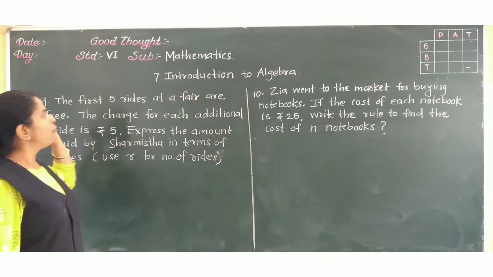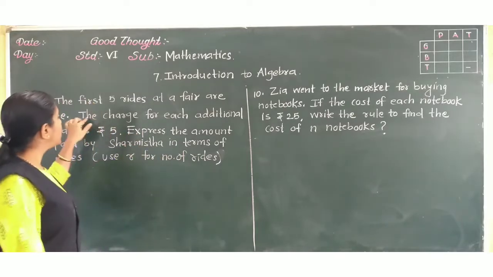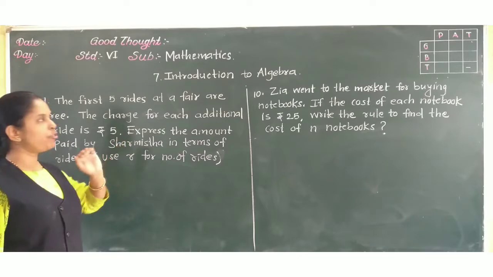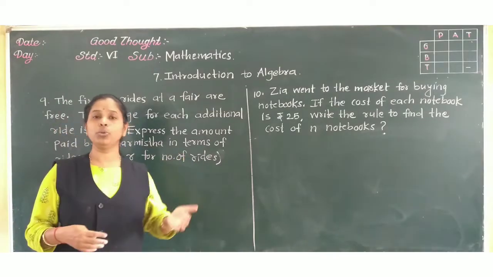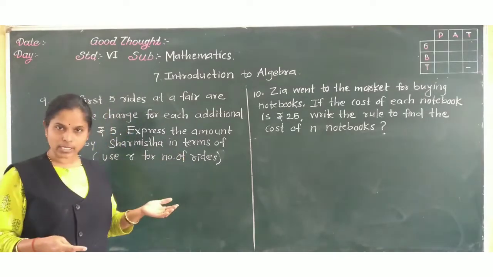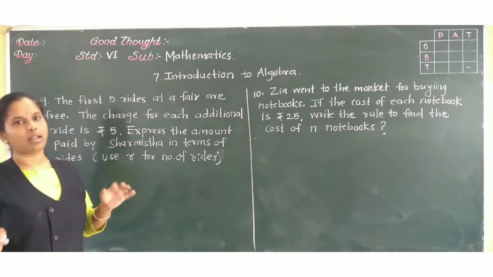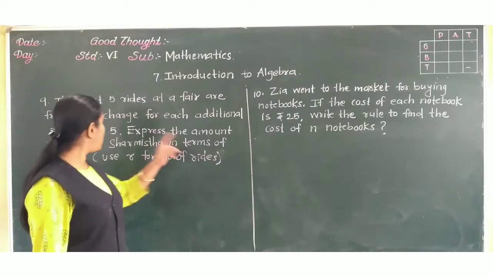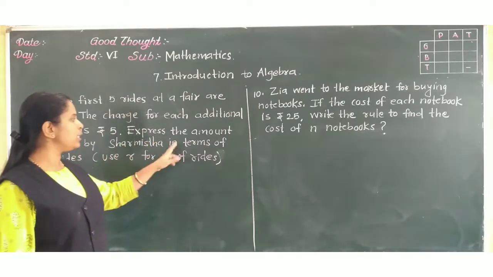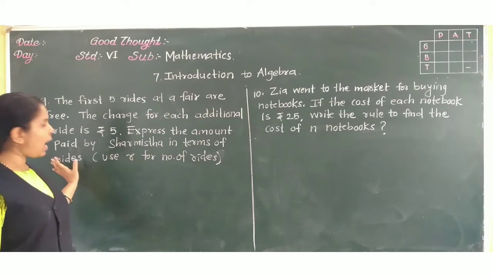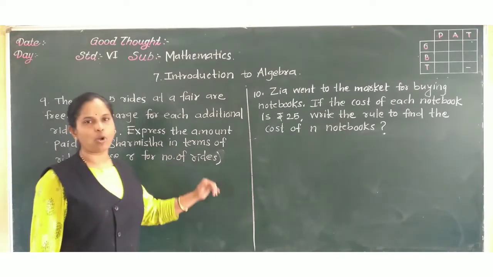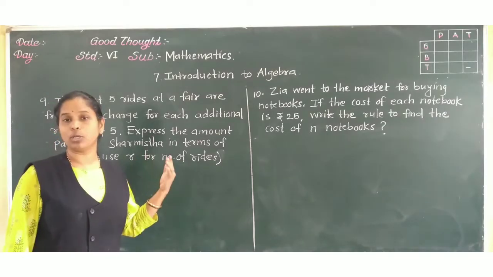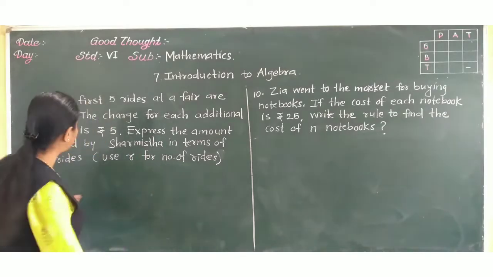In a fair, the first 5 rides are free. The charge for each additional ride is rupees 5. Now, the first 5 rides are free, and if you want to take more than 5 rides, then there are charges. For each ride, a 5 rupee charge is there. Express the amount paid by Sharmishta in terms of rides and use R for the number of rides. Okay, so we have to use the letter R to show the number of rides.